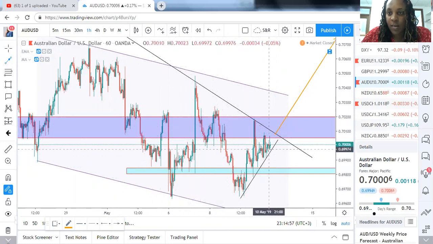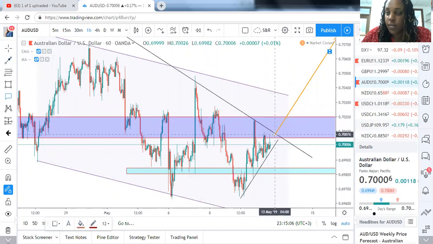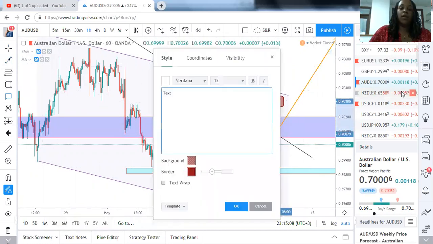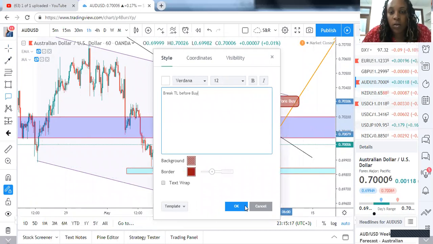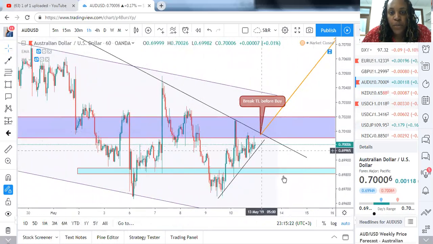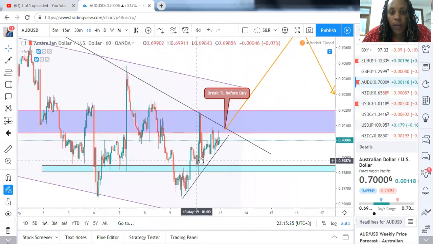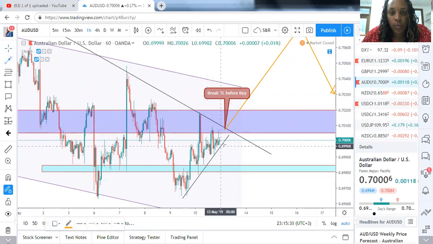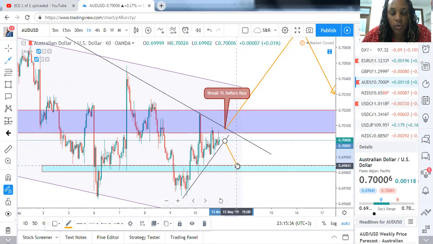Right here, you can see that this looks similar to the EURUSD. So if I'm looking for this to long-term sell, yes, we are looking for it to long-term, not sell, sorry. We're looking for it to long-term buy. It would need to break TL before buy. Right, so break TL before buy. However, right now this is forming a type of reversal pattern, so this could actually drop from here, and I'm going to watch it at this zone, right?